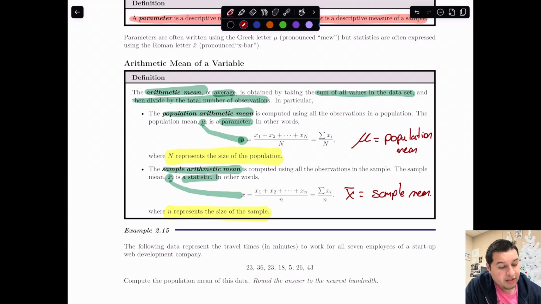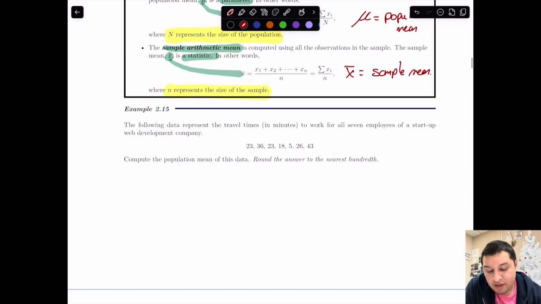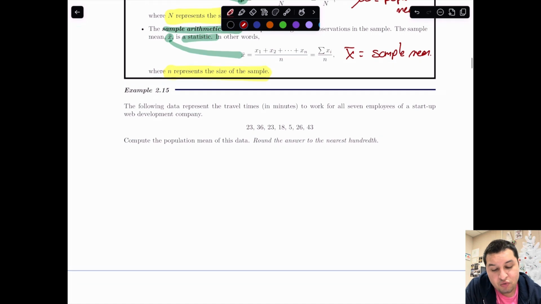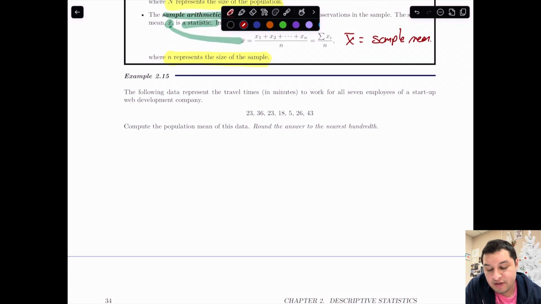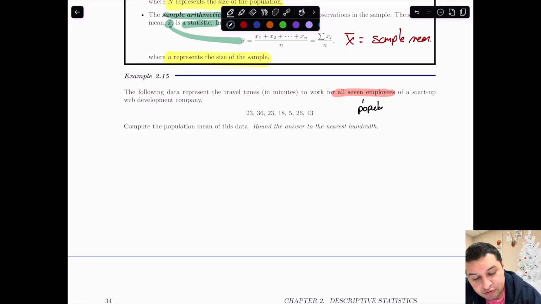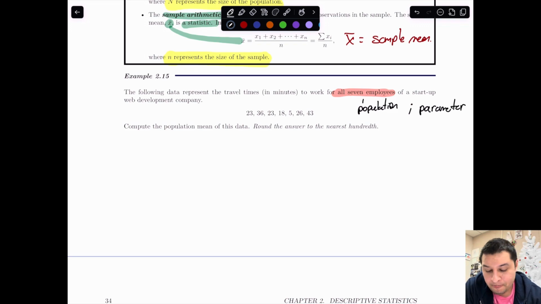All right, let's try out some examples. The following data represents the travel times in minutes to work for all 7 employees of a startup web development company: 23, 36, 23, 18, 5, 26, 43. Compute the population mean. The first thing I want you to notice is that we are talking about all 7 employees. That immediately tells me this is a population and not a sample, so we're already dealing with a parameter, not a statistic.